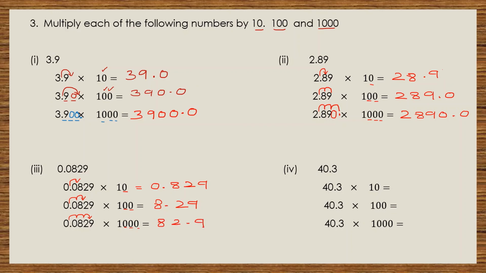Question 4. 40.3 into 10. 1 zero, 1 place. So 403.0. Two zeros. It has to move two places and then the point comes. So there's a number missing. So it becomes 4030.0. Three zeros for 1000, so 1, 2, 3, and then the point comes after that. So two numbers missing. So 40300.0.